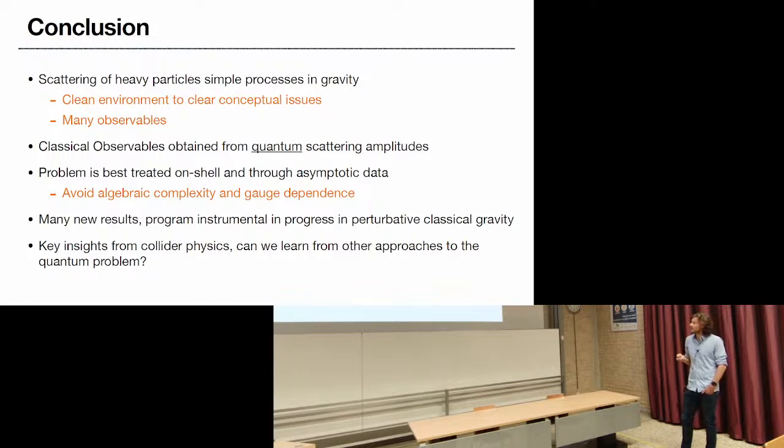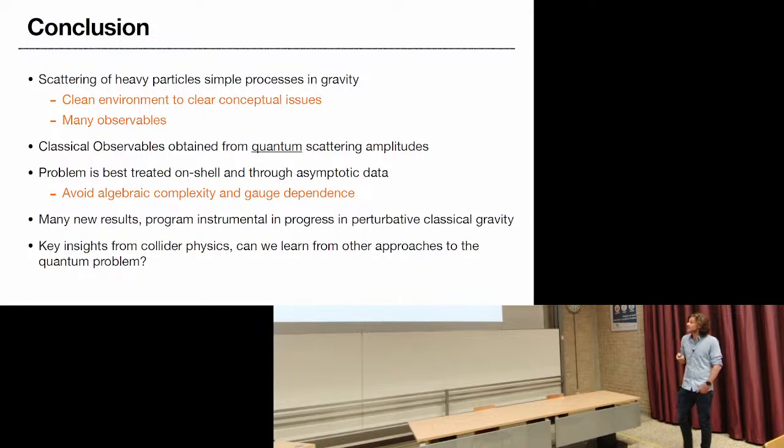Maybe the main point of this talk is that scattering is a very interesting process that people should look at. It provides a very clean environment to study, and that should help with clearing up conceptual issues. There are many issues in the classical GR community that are still floating around, and actually that prevent even incorporating results into the pipeline for LIGO and Virgo and so on.